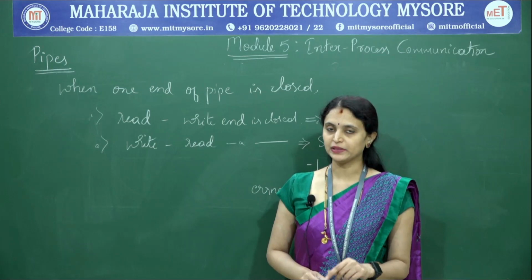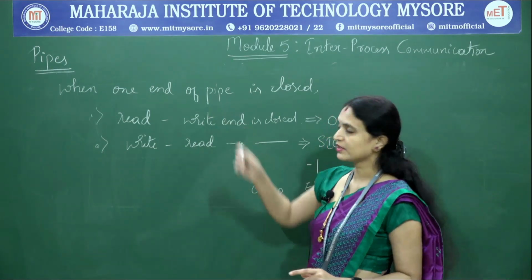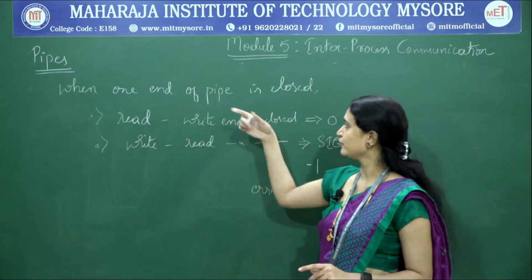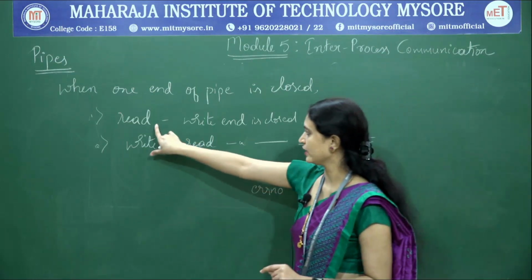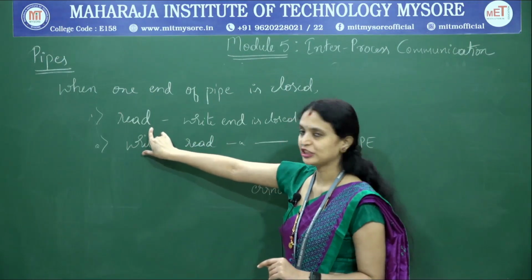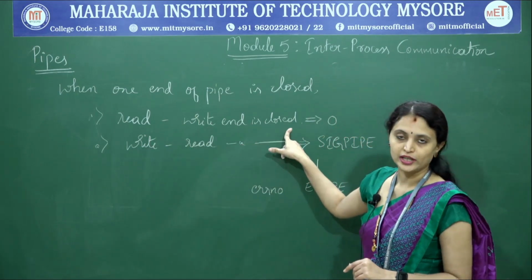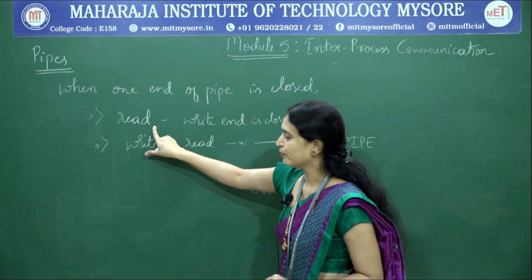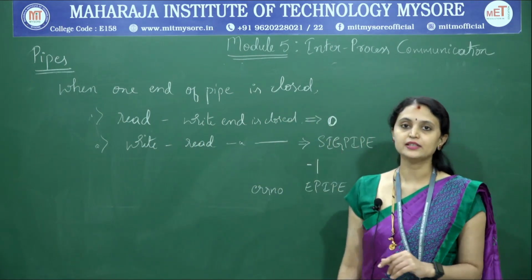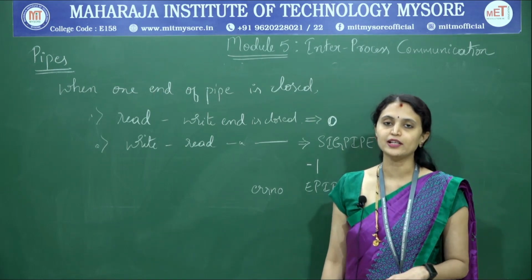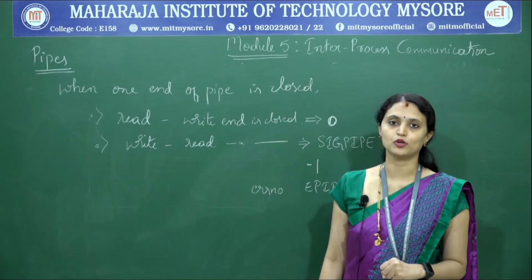When one end of the pipe is closed, two rules will apply. So we have discussed pipes. When one end of the pipe is closed, the two rules have to be applied. The first rule says that whenever a read operation is performed on a pipe whose write end is closed, the read operation returns 0, indicating the end of file. That means there is nothing to read from that pipe.